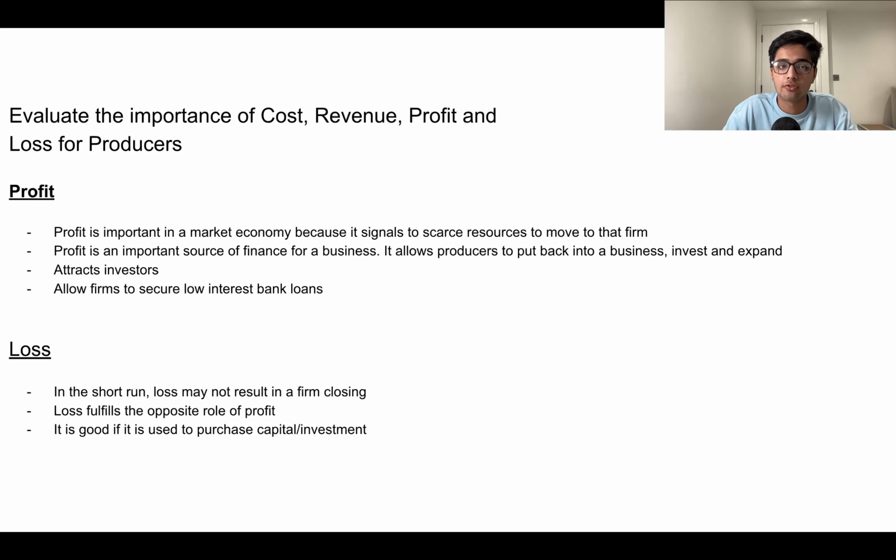Now, profit and loss. Profit is very important in a market economy because it signals scarce resources to move to that firm. It's an important source of finance for a business and can attract investors. Loss can result in a firm closing, but in the short term it's not that bad if it's used to purchase high quality capital or used to invest.